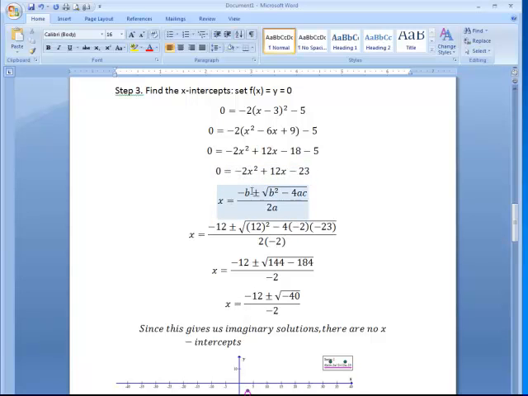So for my formula, x is negative b plus or minus the square root of b squared minus 4ac, over 2a, which becomes negative 12 plus or minus the square root of the quantity 12 squared minus 4 times negative 2 times negative 23, all over 2 times negative 2. Now when I go to simplify this, I'm going to get 144 minus 184 underneath my radical. And that reduces to the square root of negative 40. I cannot graph the square root of a negative number. And hence that tells me, if you remember from your last chapter, that's your discriminant. And your discriminant is less than 0. That means I have imaginary solutions, so there are no x-intercepts.